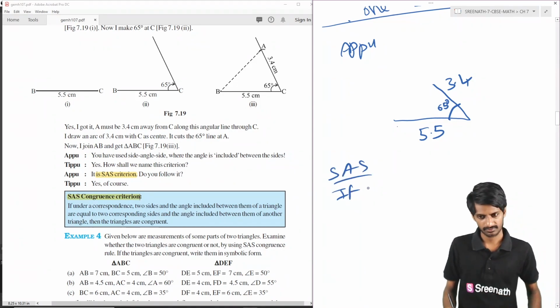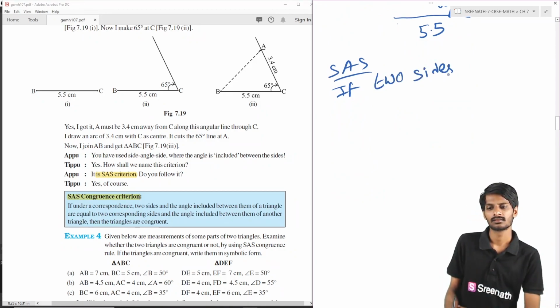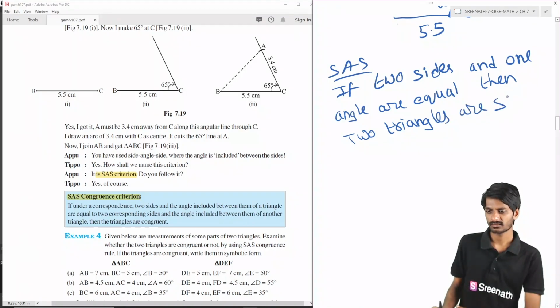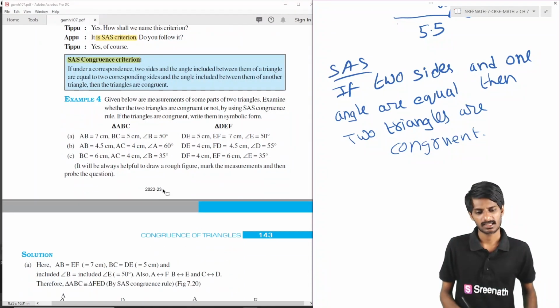If two sides and one angle are equal, then the two triangles are the same, or congruent. Then the two triangles are congruent. That is the SAS property. So that is the example here.